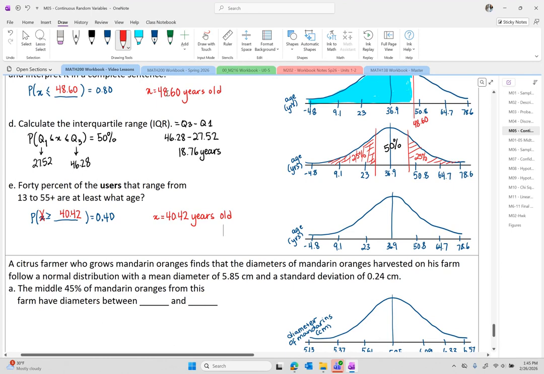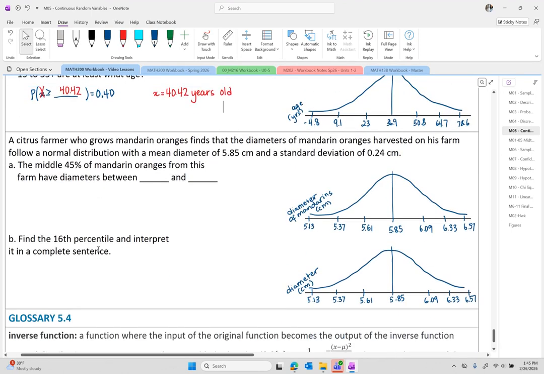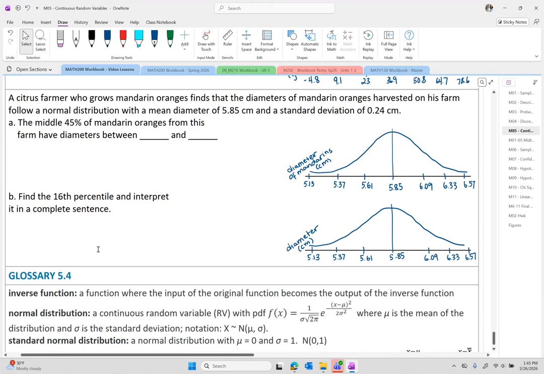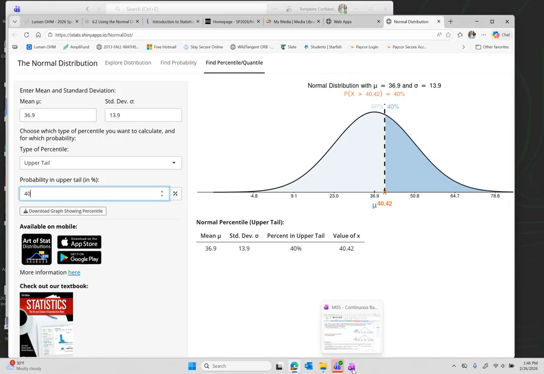Our last example, we have a citrus farmer who grows mandarin oranges and finds that the diameters of mandarin oranges harvested on his farm follow a normal distribution with a mean diameter of 5.85 centimeters and a standard deviation of 0.24 centimeters. My variable is the diameter of the mandarin oranges. The mean is 5.85 and the standard deviation is 0.24.